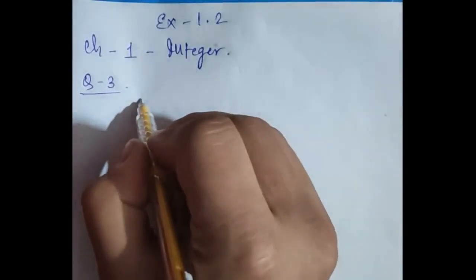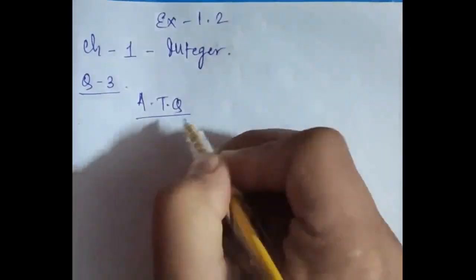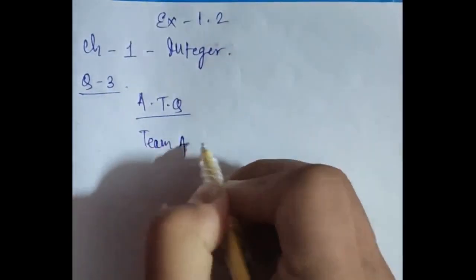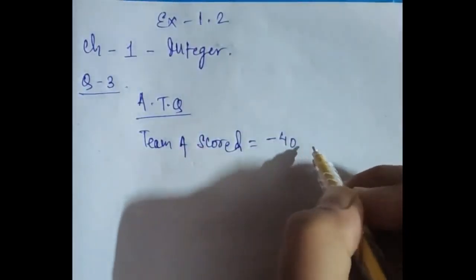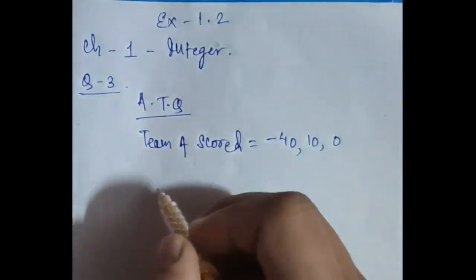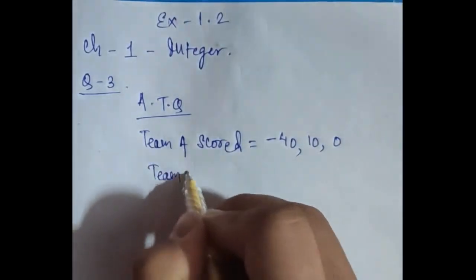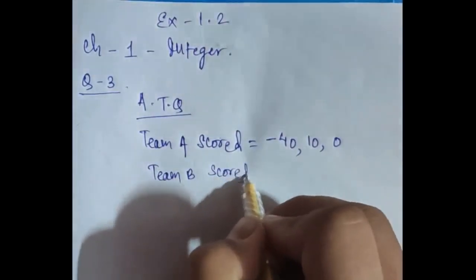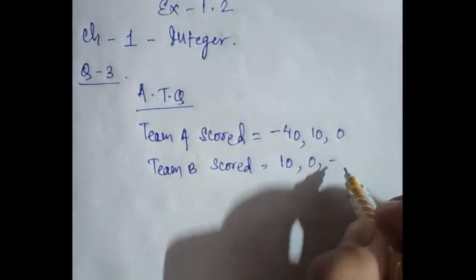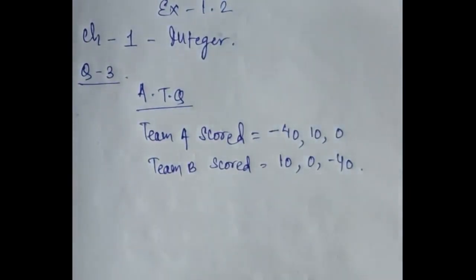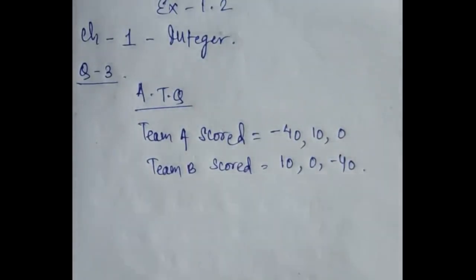In question number 3 it is said that team A scored -40, 10 and 0 in 3 successive rounds, and then team B scored 10, 0 and -40. So these are the scores obtained by team A and B in 3 successive rounds. Now what we have to do? We have to see the score obtained by each of team A and B.